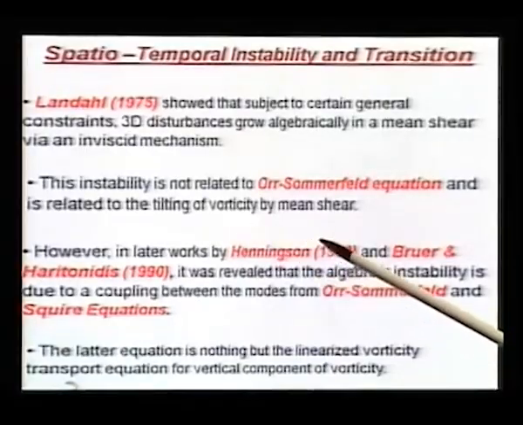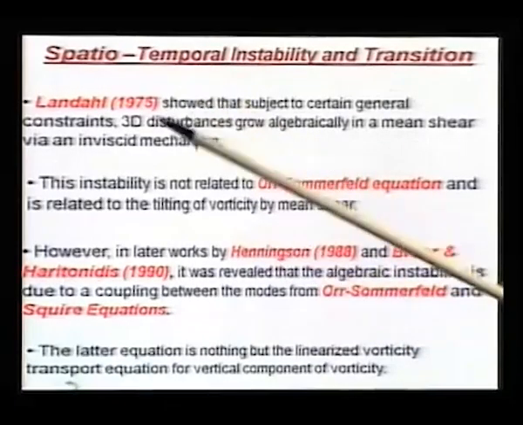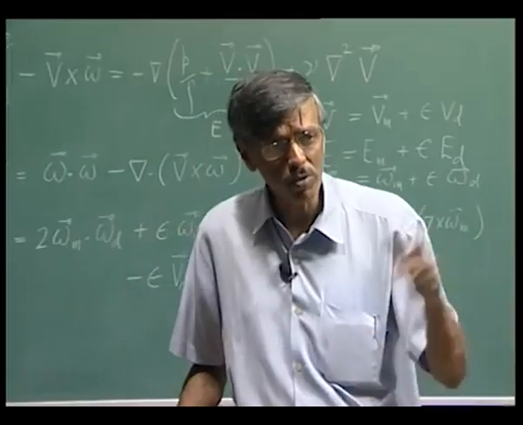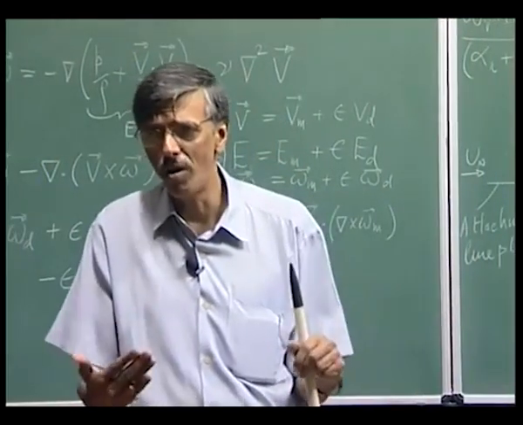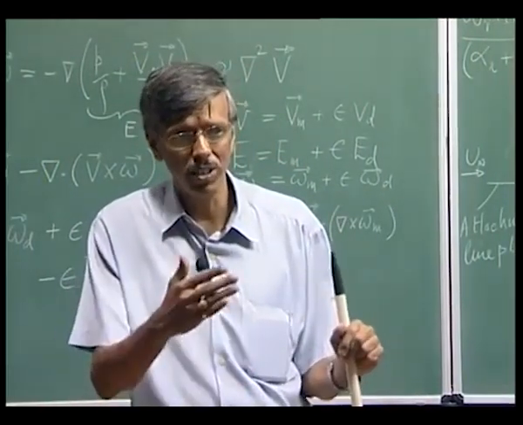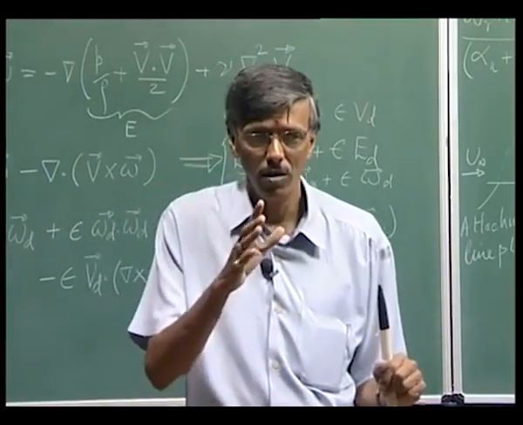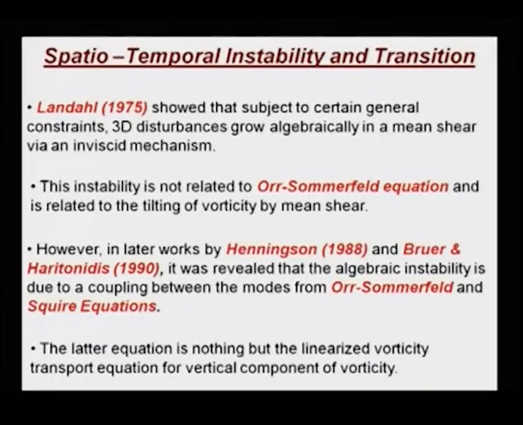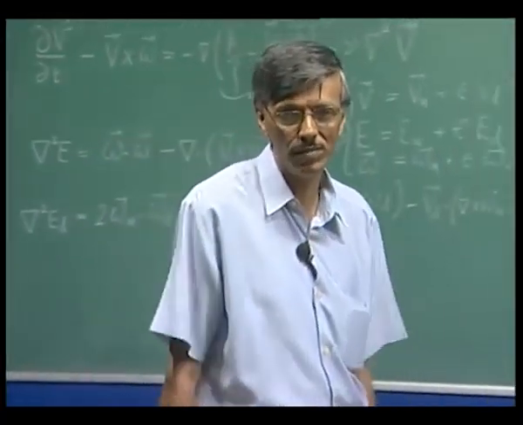In later work, Gustavsson, probably from the same school, as well as Boberg and Brosa, revealed that the algebraic instability is possible if you conceive of a coupling of modes between the solutions obtained via the Orr-Sommerfeld equation and a Squire equation. Now, what is a Squire equation? This Squire equation is nothing but the linearized vorticity transport equation for the vertical component of the vorticity.